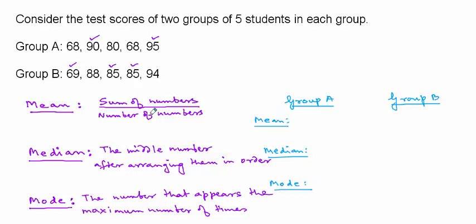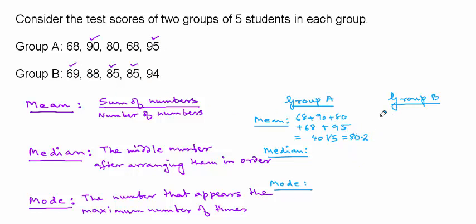To find the mean, we add the numbers up and divide it by the number of numbers. So for group A, it's going to be the sum of these numbers, 68 plus 90 plus 80 plus 68 plus 95, and they add up to 401. So this is equal to 401 with just the sum, and we need to divide that by 5. And therefore the mean is 80.2.